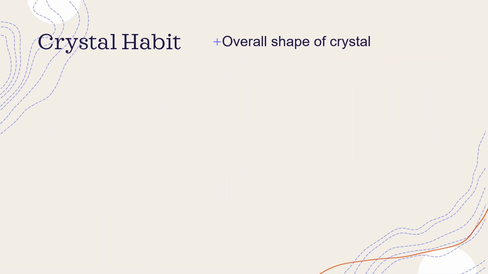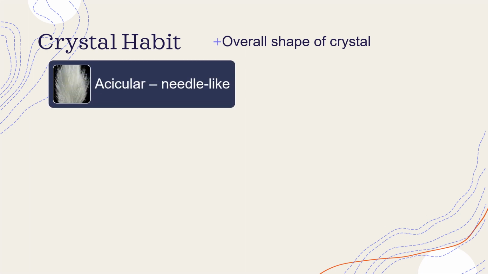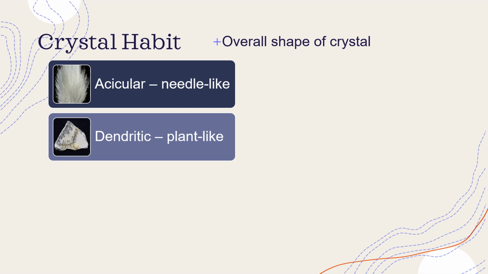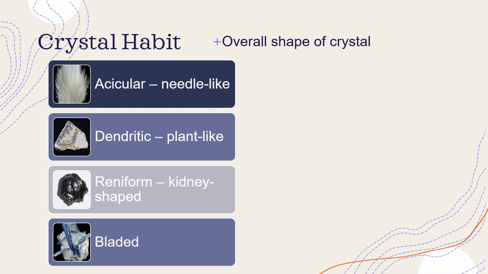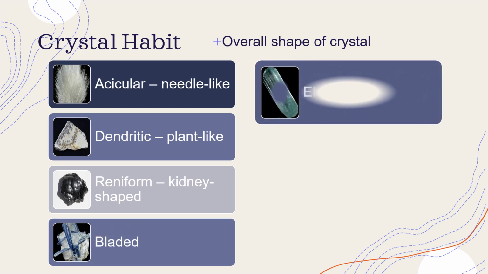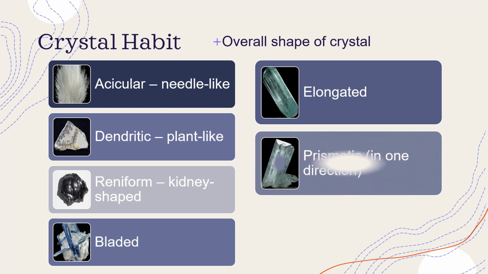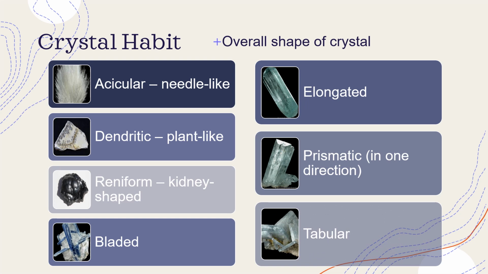Crystal habit refers to the overall shape of a crystal. The common shapes include needle-like or acicular. As you can see in the picture, it looks like a lot of needles. We also have dendritic or plant-like, so there are like leaves that are being imprinted on the surface of the mineral. We also have reniform or kidney-shaped. We also have bladed. Next, we have elongated. We also have prismatic or in one direction. And we also have tabular, so it appears like tablets.